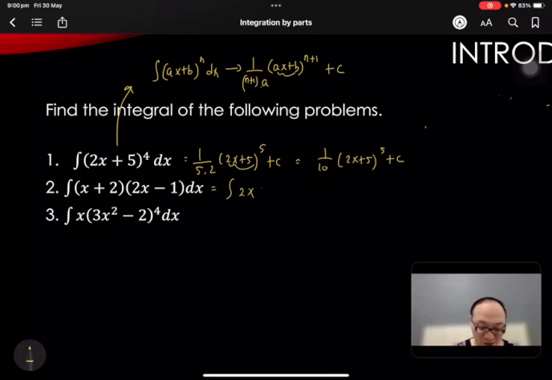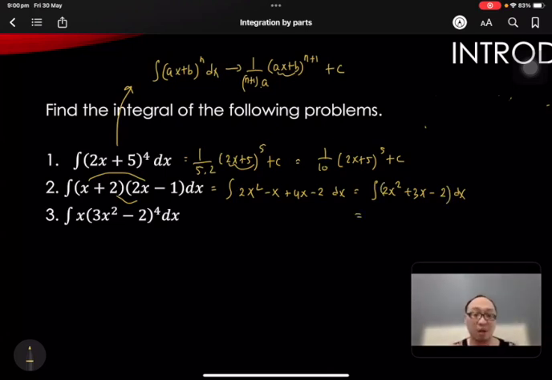So it becomes 2x squared minus x plus 4x minus 2 dx. Or this is equal to the integral of 2x squared plus 3x minus 2 dx. So the result is a normal power integration, the power rule. So this is 2 over 3 x to the power of 3 plus 3 over 2 x squared minus 2x plus c.